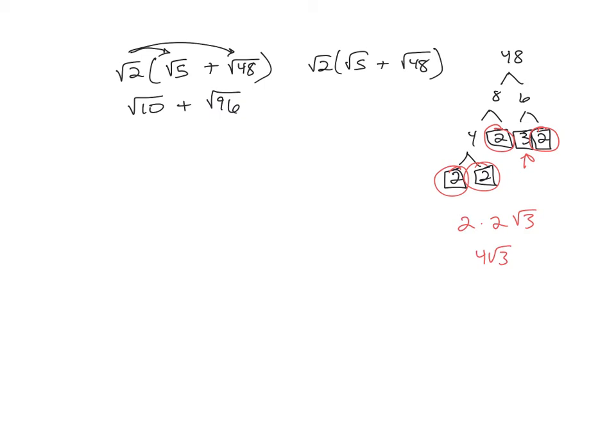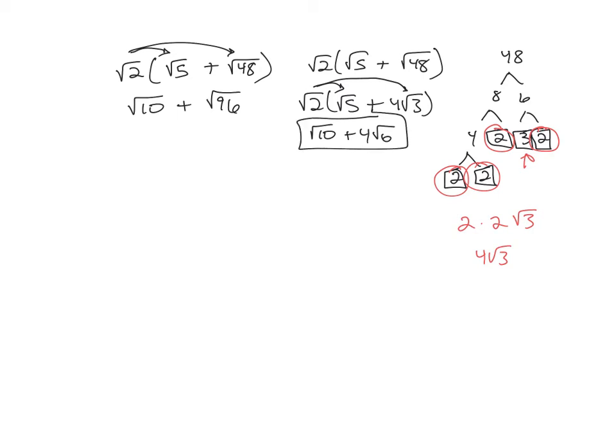Okay, so I would much rather change it to 4 square root of 3, because then now distribute, and I get square root of 10, and the square root of 2 just goes with the 3 part, so I get 4 square root of 6. Okay, if not, you'd have to break down the 96, and you can do it. It's not like super difficult. It's just easier, I think, to do 48 instead of 96.